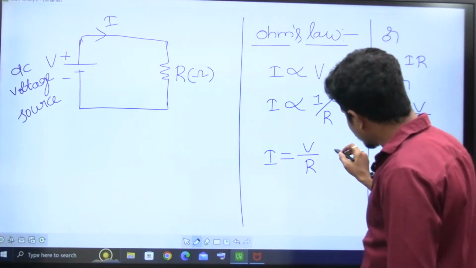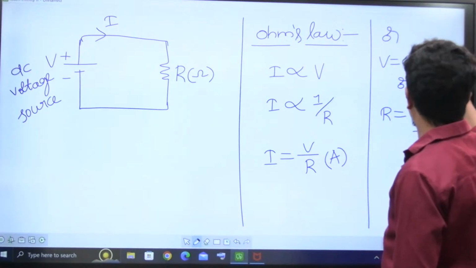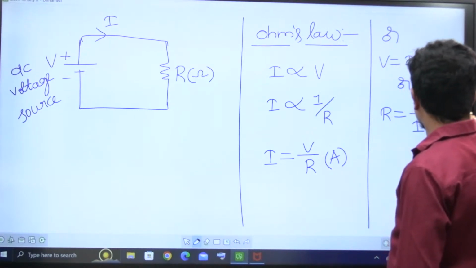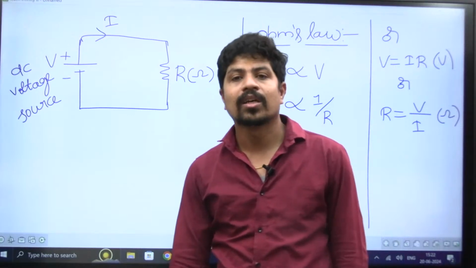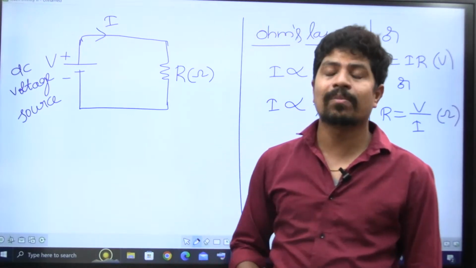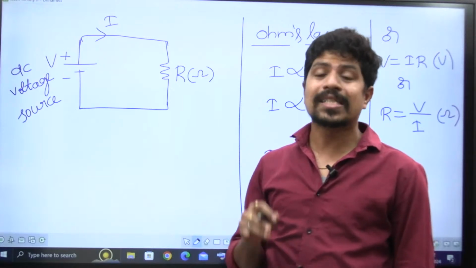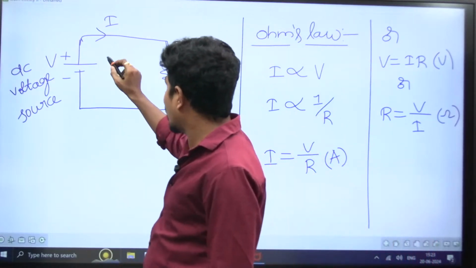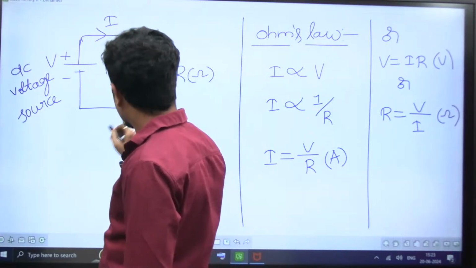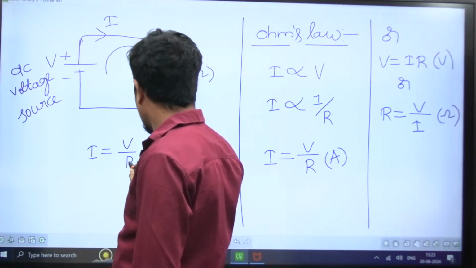The unit of current is amperes. The unit of voltage is volts. The unit of resistance is ohms. So that is the basic formula: V is equal to I into R, I is equal to V by R, R is equal to V by I. Now here, the circuit is closed, and current is flowing this way, that is I is equal to V by R.